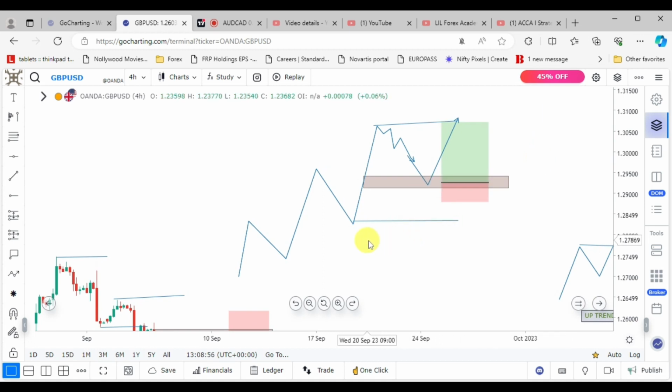So this is how you use your Fibonacci to determine your trend, and you can pick your trade in the forex market. Alright guys, so I hope this is helpful.